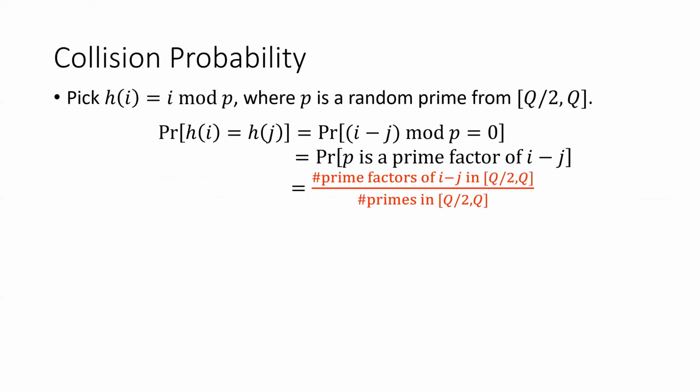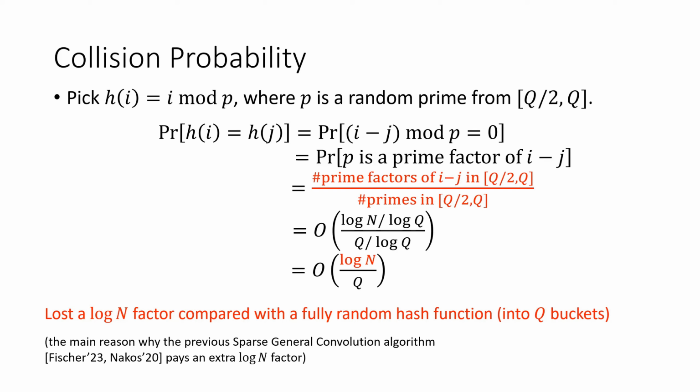If we compare this with the fully random hash function into q buckets, where the collision probability is order 1 over q, we can see that here we are losing a log n factor compared to the fully random hash. And actually, this is the main reason why the previous sparse general convolution algorithm pays an extra log n factor in the running time, because they had to choose q to be slightly larger, which affects the running time of the FFT. And this log n factor is exactly what we want to shave in our work.